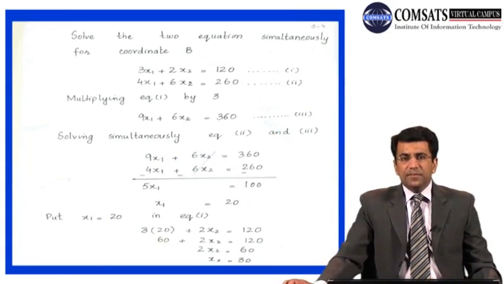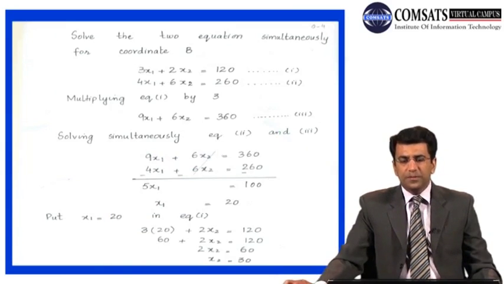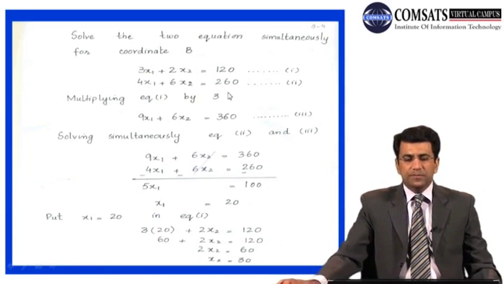So let's calculate the coordinates of that point of intersection, that is the point B. Now how can we calculate it? We can solve both of these equations, equation number 1 and equation number 2, simultaneously. This is our first equation, 3x1 plus 2x2 is equal to 120, and this is our second equation, 4x1 plus 6x2 is equal to 260.